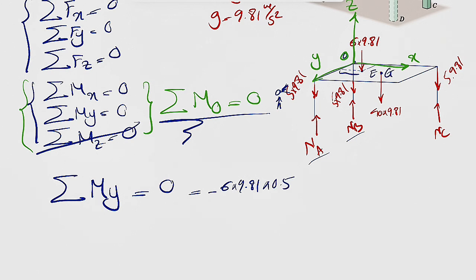Let's just call this point G, which would be the center of mass for this table, the top part. So this one's also the same direction. It will be in this direction. So again, clockwise, minus 40 times 9.81.